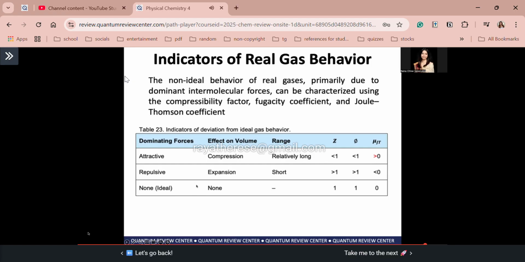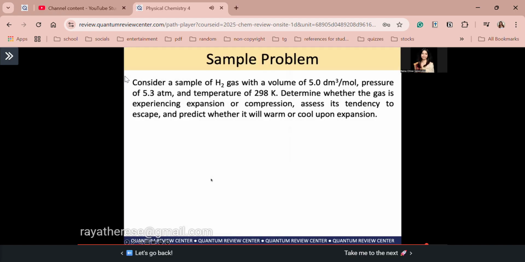Lastly, for ideal gases, we don't have dominating IMFAs. We don't have IMFAs because these are negligible, so there's no effect on the volume. That's why Z is equal to 1, the fugacity coefficient is equal to 1, and μJT is just equal to 0. So again, kindly correct the table on page P35. Thank you. Now let's answer the sample problem.